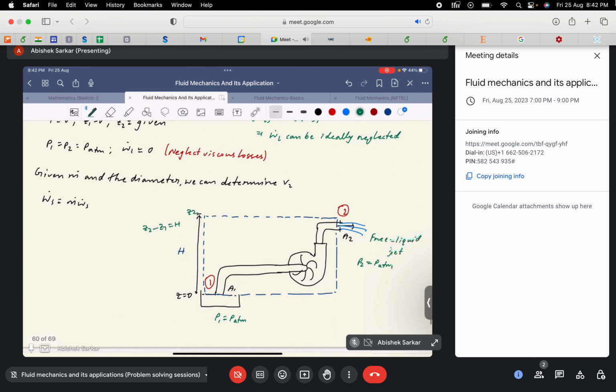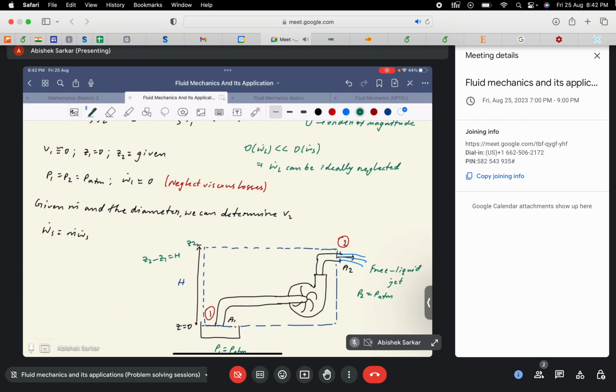Keeping that in mind, we find that V1 is equivalent to 0 because the area of the reservoir is much larger, and the rate at which the liquid level is dropping in the reservoir is very low. Strictly, V1 is not equal to 0, because the height of the liquid does decrease, but since the reservoir area is so large, this reduction is very small. That's why we can ideally take V1 to be 0.